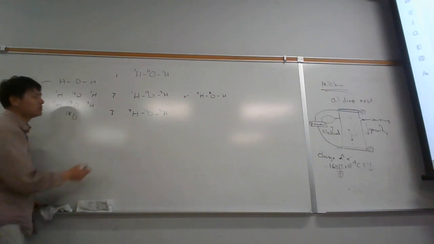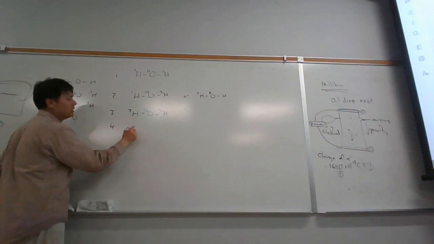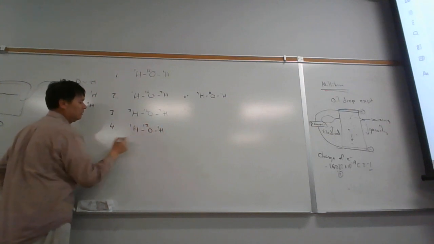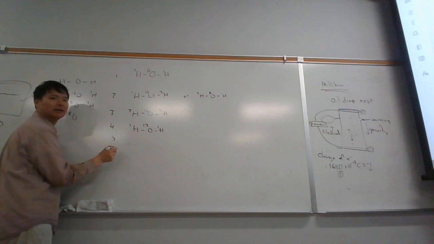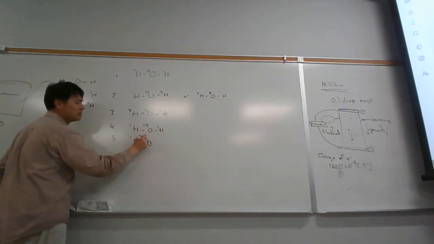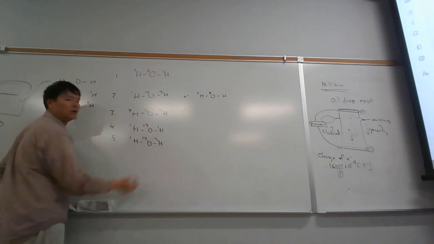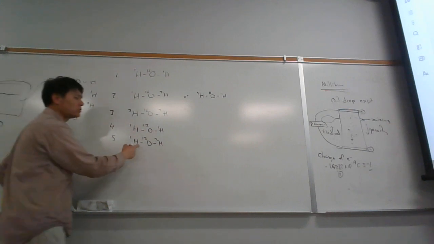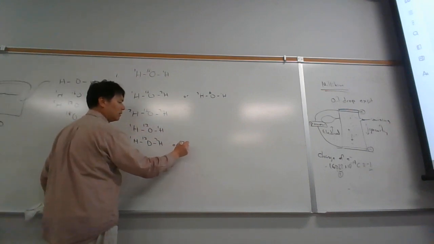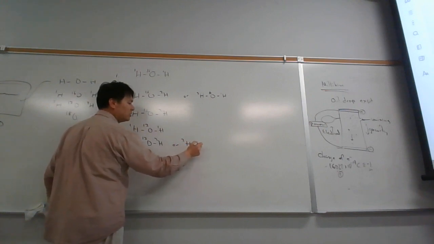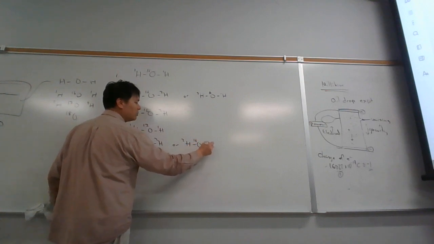And then what we do is we just repeat it. Number 4, we'd go hydrogen 1, oxygen 17, hydrogen 1. 5 would be hydrogen 1, oxygen 17, hydrogen 2. Or there are two ways of building this one, right? We could have the hydrogen 1 first, or we could have the hydrogen 2 first. So that would be hydrogen 2, oxygen 16, hydrogen 1.